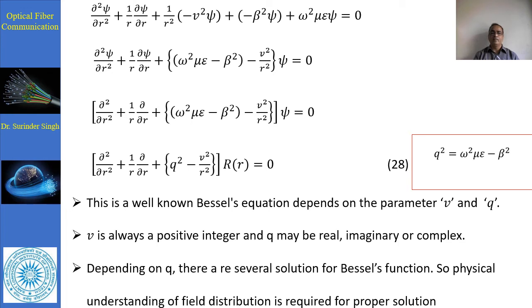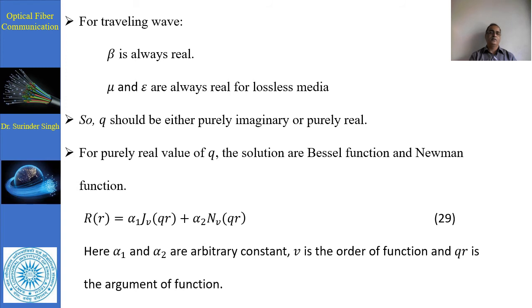Here v and q. V is always a positive number. Q may be real, imaginary, or complex. So depending upon q, there are several solutions for this Bessel function. Physical understanding of this field distribution is required for a proper solution. The main thing is that this Q factor marks out different kinds of solution for the step index fiber, and depending upon the condition we find the various solutions.